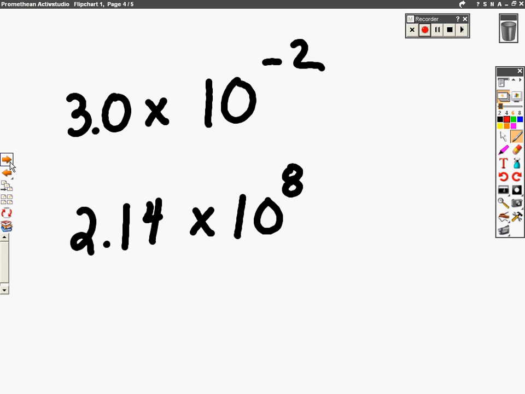Next one, this is scientific notation. Go ahead and pause the screen, and I want you to write these in standard form. So I want you to take them out of scientific notation and put them in standard form.